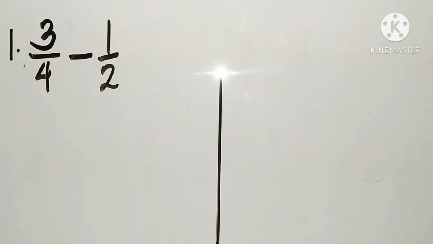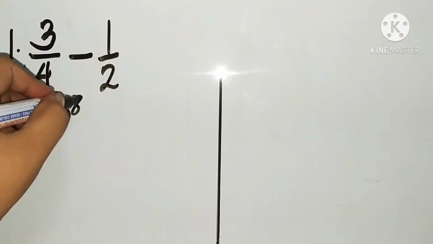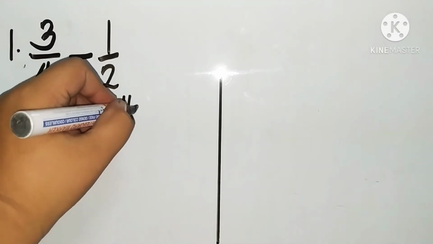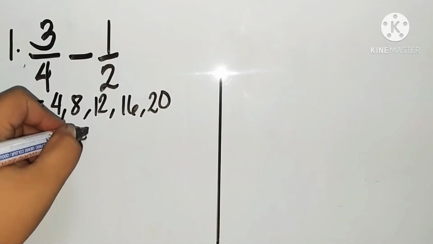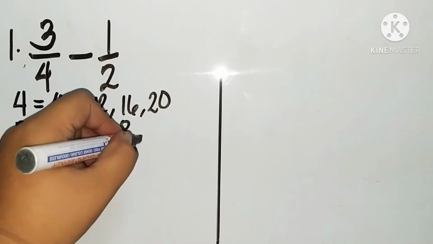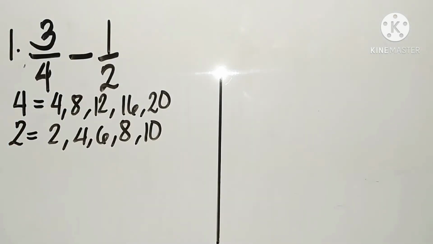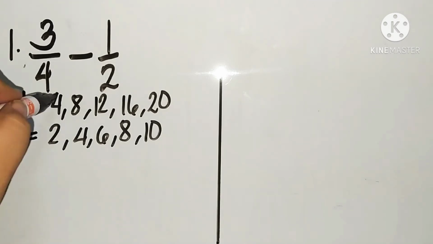Una, hanapin muna natin yung least common multiple ng 4 and 2. So, magiging 4 and then 2. So, ano ba multiples ng 4? We have 4, 8, 12, 16, 20. Yung 2 naman, we have 2, 4, 6, 8, 10. Since ang kailangan lang naman natin ay yung least, and sa ginawa nating paglilista, may nakita na kagad tayong least common multiple. So, we'll have 4.